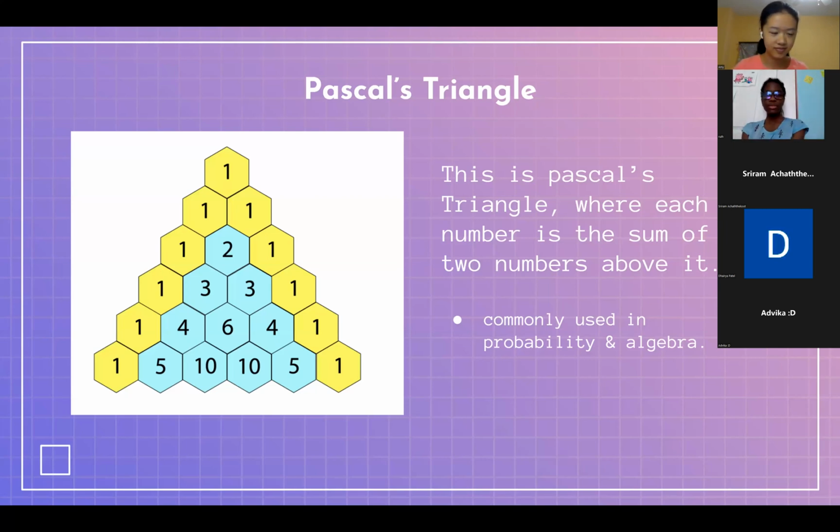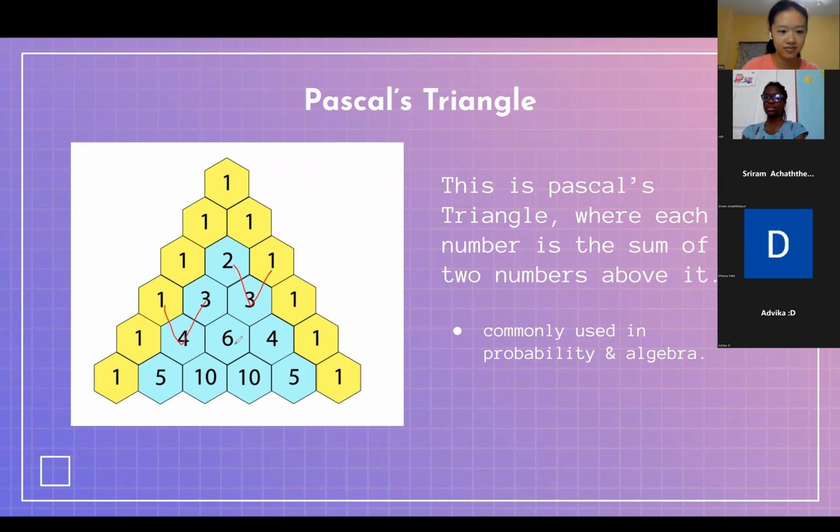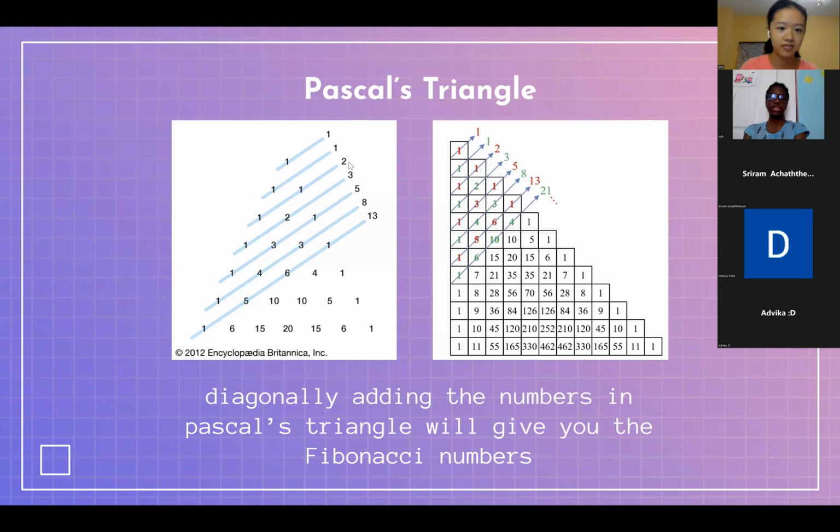Okay, so these are mathematical applications of the Fibonacci numbers. The first one is Pascal's triangle, and if you don't know what that is, it's basically a triangle where each number is the sum of the two numbers above it. So for example, where 4 is, that's 1 plus 3. Or 5 would be 4 plus 1. And it's usually used in algebra and probability. If you diagonally add the numbers in Pascal's triangle, then you'll get the Fibonacci numbers.